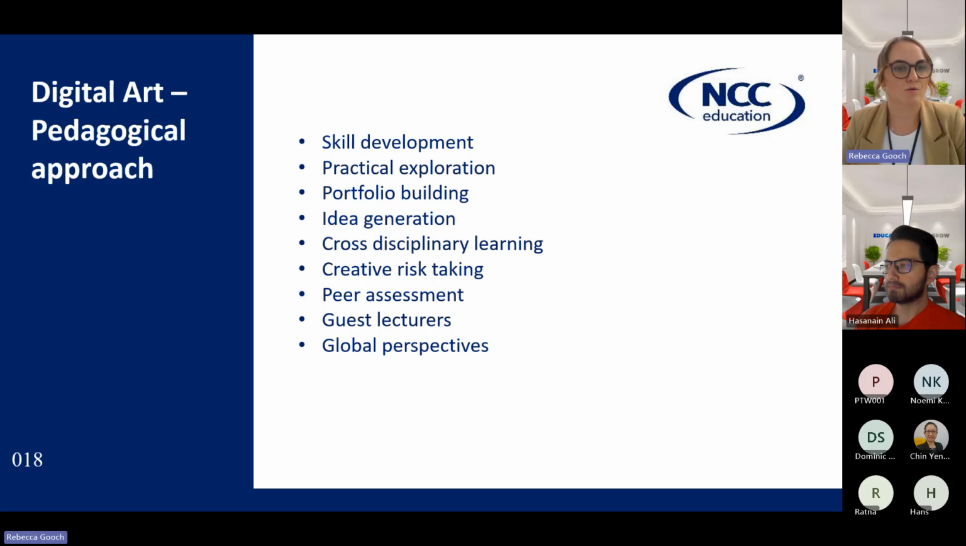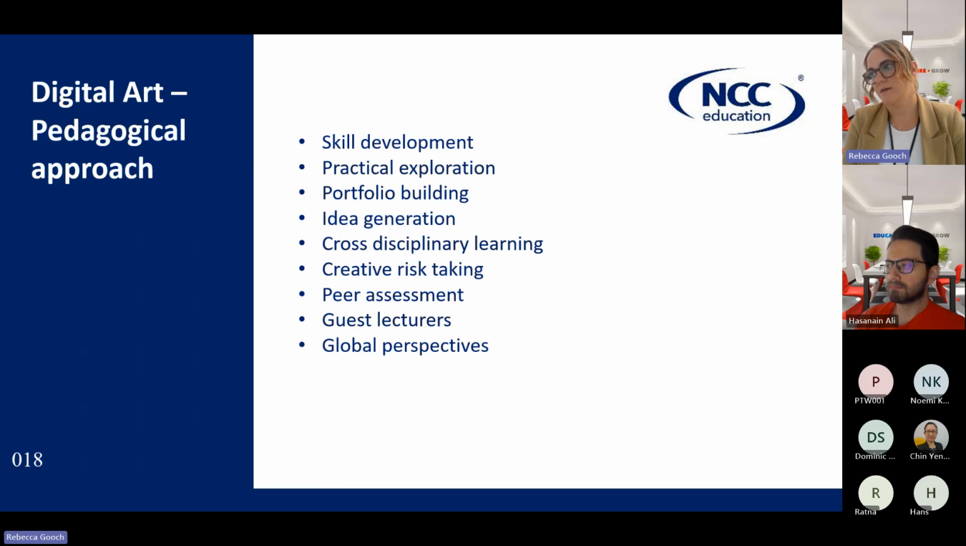Cross-disciplinary learning, so looking at different elements of fields such as graphic design, animation, and film. They will be learning certain techniques in terms of that media or medium. What that then does is broaden their skill set and prepare them for looking at different careers and pathways at university as well.